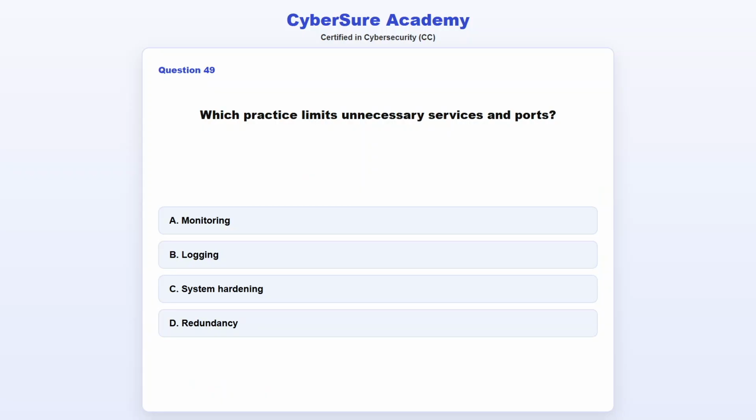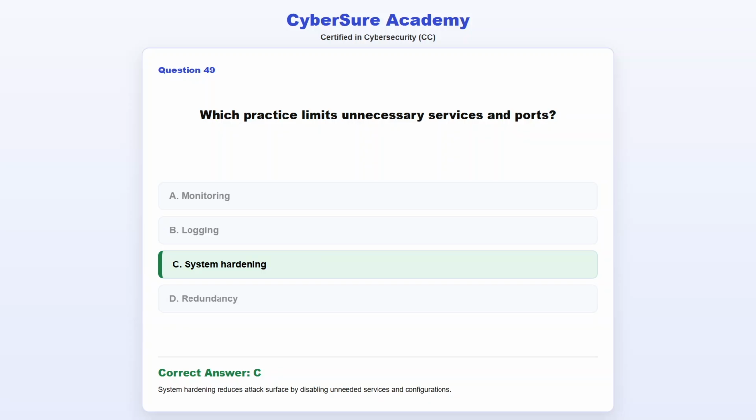Question 49. Which practice limits unnecessary services and ports? A, monitoring. B, logging. C, system hardening. D, redundancy. And the correct answer is C, system hardening. System hardening reduces attack surface by disabling unneeded services and configurations.